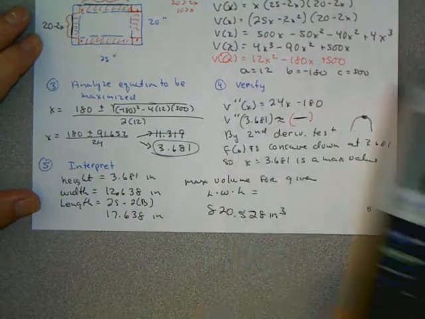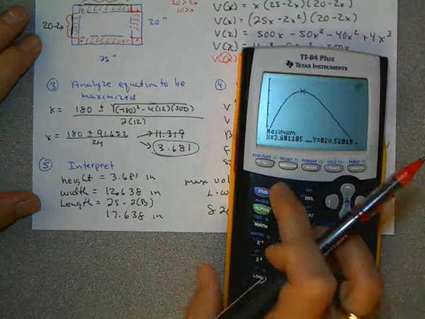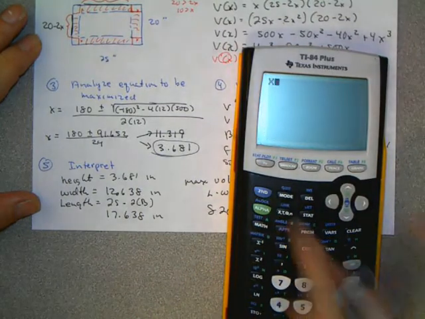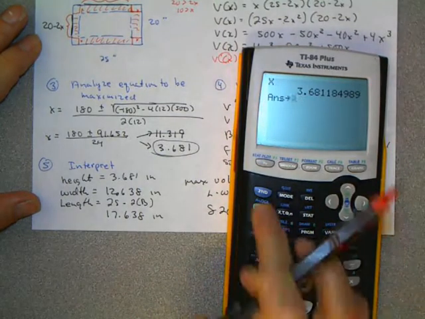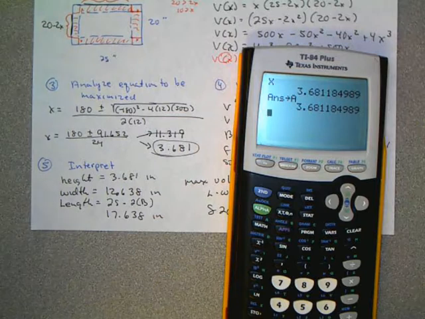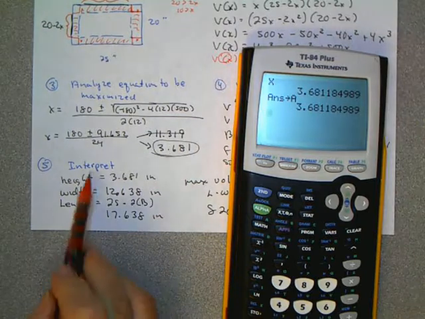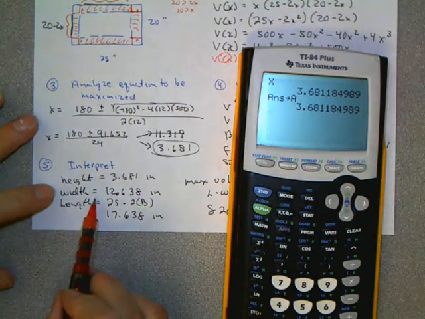Now, to interpret that, I would store my value as A, and then I know that's the height of my function.